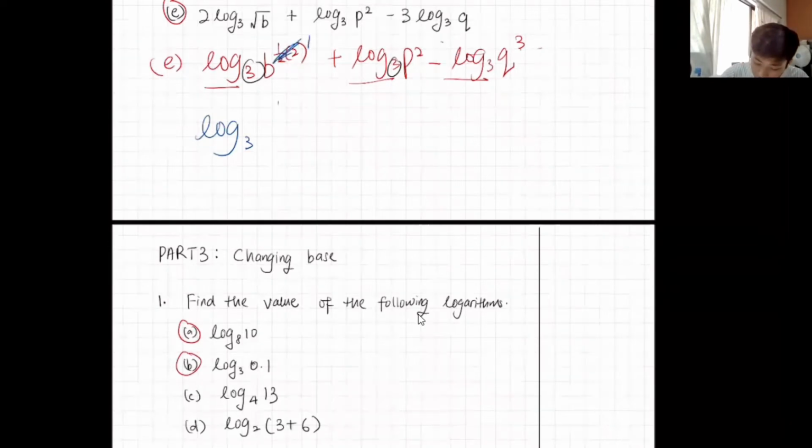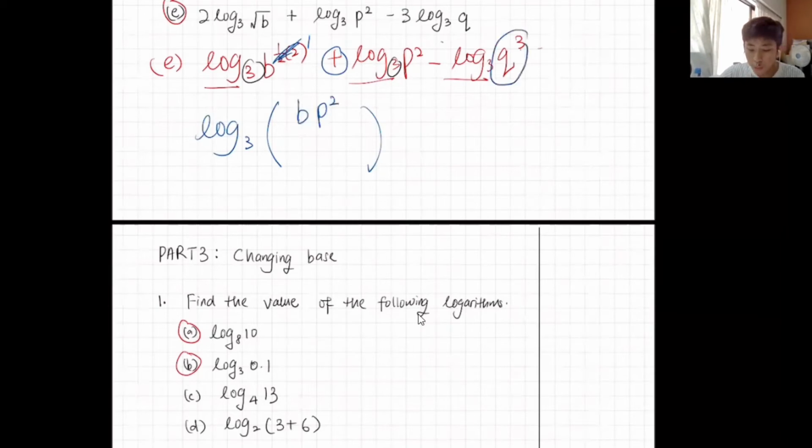So log base 3, put a big bracket. B, you must times p squared. Why times p squared? Because it's a plus here. That's why you times p squared. So 1 times p squared. Then I divide by q cubed. Why do I divide by q cubed? Because it's a minus in front here. Divided by q cubed.